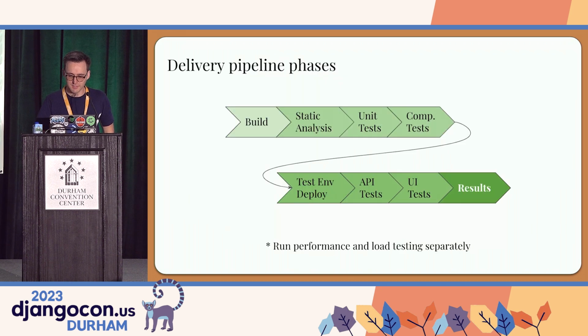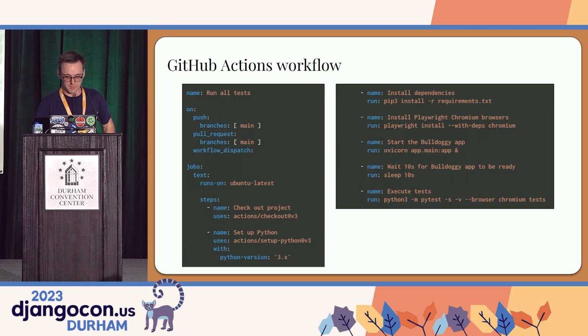How should we run these tests? Like we said before, build fast feedback loops. You can build a whole pipeline that goes through building your code, doing static analysis, unit tests, component tests, deploy to a test environment, API tests, and UI tests. I would recommend running your performance and load testing separately. But ultimately, remember, what you're trying to do is get that fast feedback. If you are not running your tests continuously or in CI or at some regular cadence, your tests are worthless, straight up.